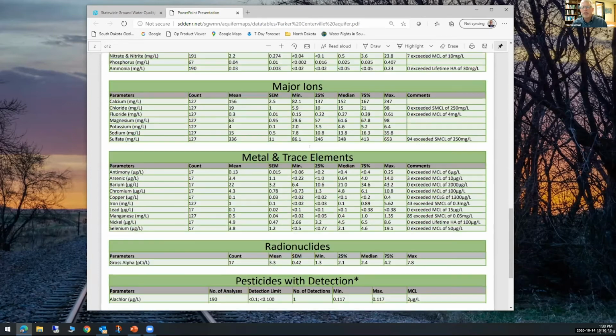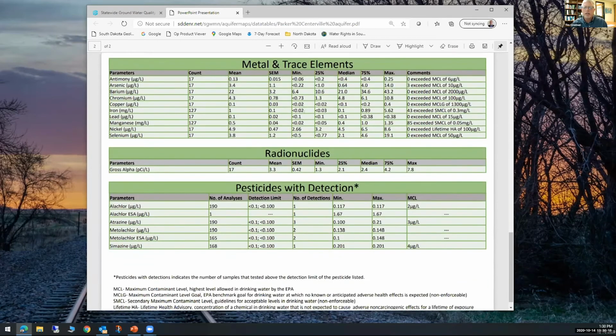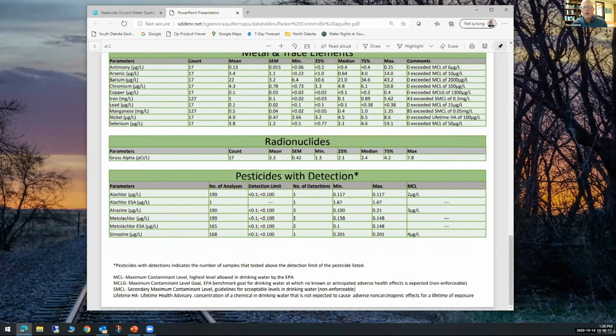There's a lot more information on major ions, trace elements, and so on, but I also wanted to point out the pesticides section. What we did there was we only reported the pesticide detections. So every pesticide that had a detect in the Parker Centerville Aquifer over the last 25 years is shown in this table. And you can see there's 6 of them.